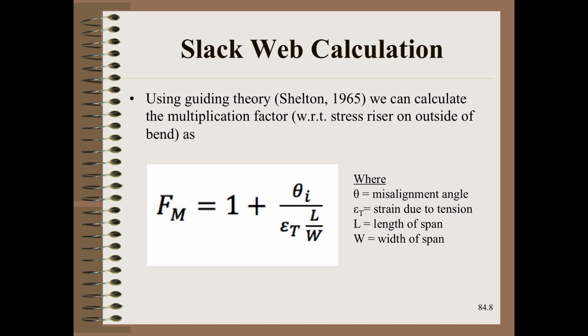Because of John, we can easily calculate the stress multiplier at the upstream roller. While this is often called a slack web criteria, we are more interested here in the outside of the bend where the local tension rises. We will call this stress multiplier F sub m.